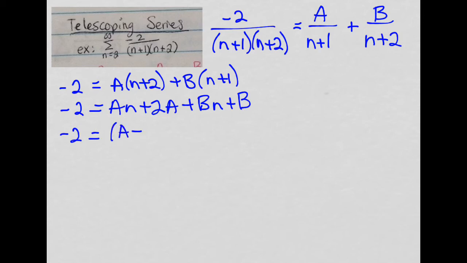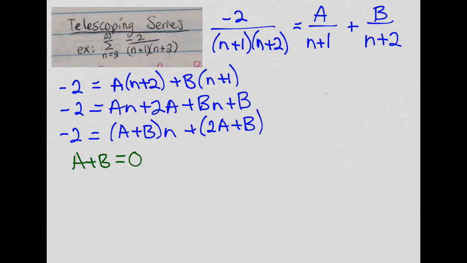and we group the like terms together. So we'll have an plus bn, or a plus b times n, and then 2a plus b are the constants, and we set them equal to the like terms on the left. So there's no n terms on the left side, so a plus b should add up to 0, and 2a plus b will equal 2.